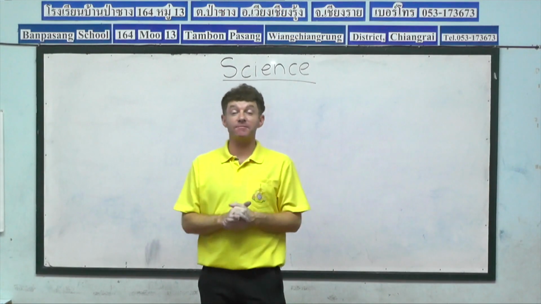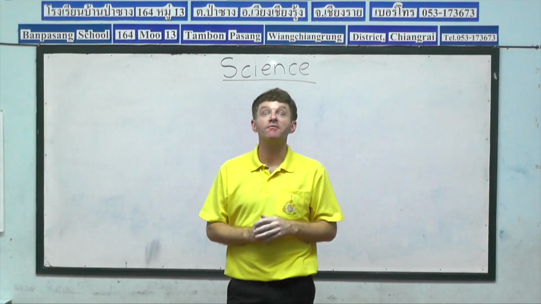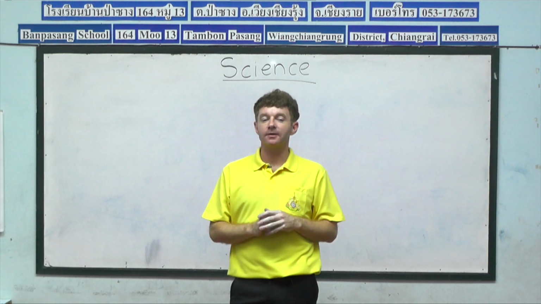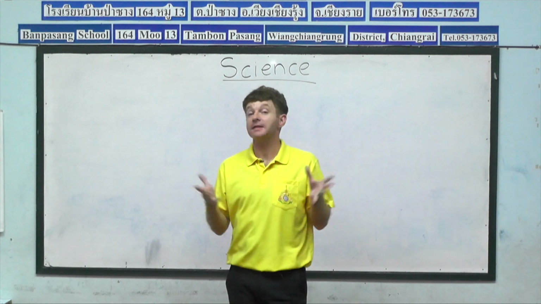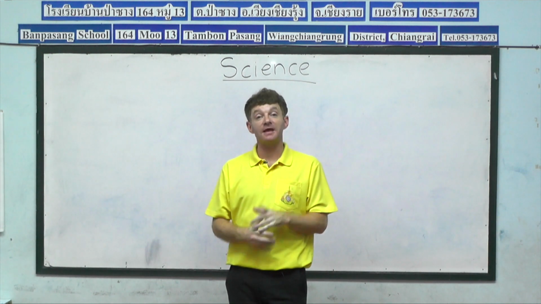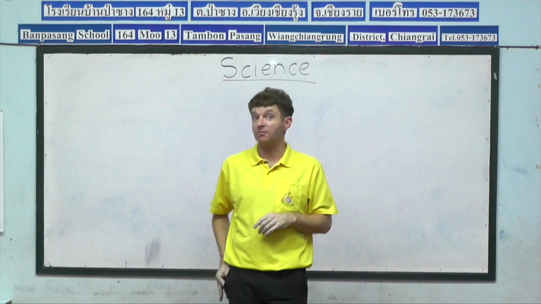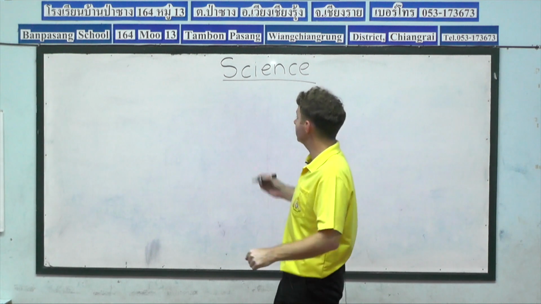So in our previous science lesson, we were learning about, ready guys, flowering plants. Flowering plants. Yes, and flowering plants are the plants that produce flowers. And what we learned about in the previous lesson, we learned about parts of flowering plants. So let's write that phrase on the board first.